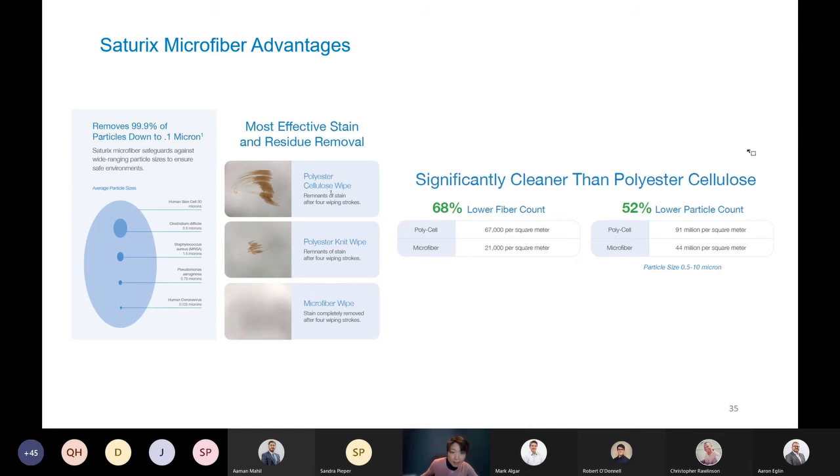And a third big benefit for microfiber compared to polycellulose is that it's significantly cleaner. If you look at the fiber count and particle count, it has 68% lower fiber count and 52% lower particle count. So it's a lot cleaner substrate.